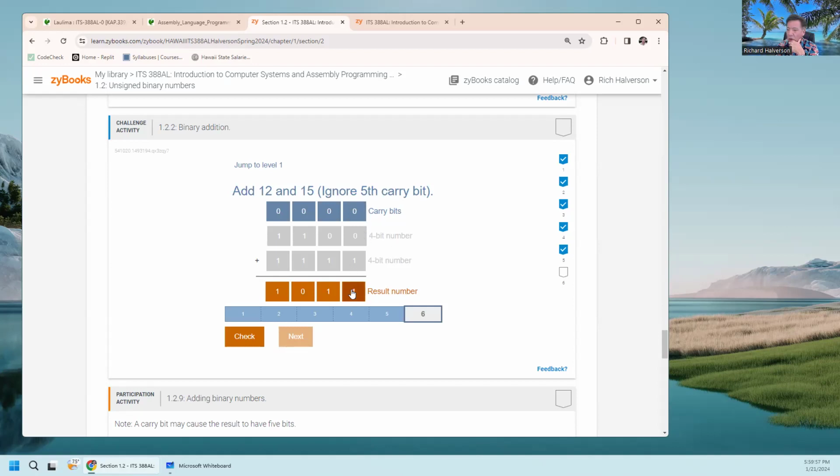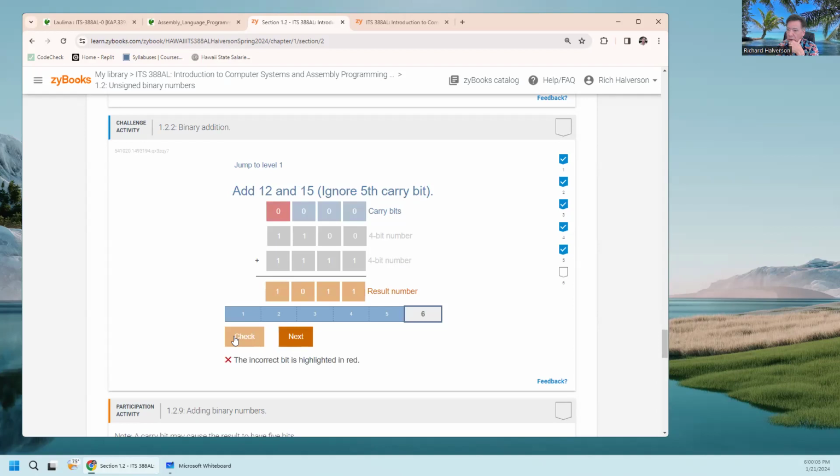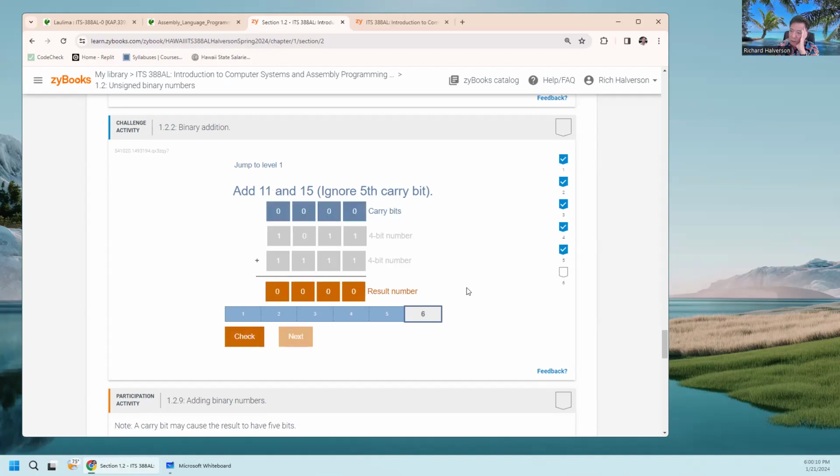Let's see. 1 1 0, carry the 1 is a 1. Okay, yes. Oh, I forgot to carry the 1, didn't I? All right, this is 11 plus 15, which is going to be 1 0 1 0 as the result. 1 plus 1 is 0, carry the 1. 1 plus 1 plus 1 is 1, carry the 1. 1 plus 0 plus 1 is 0, carry the 1. 1 plus 1 plus 1 is 1.